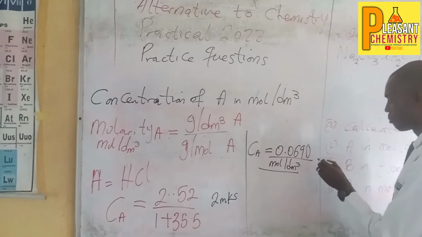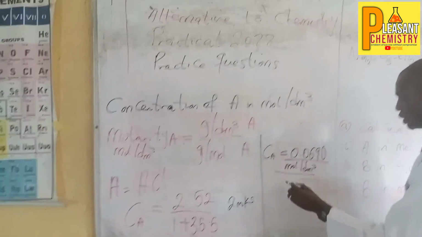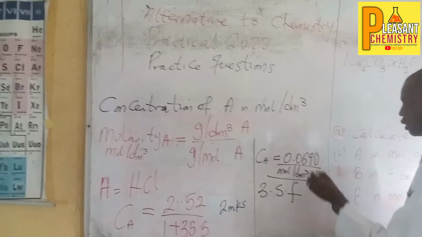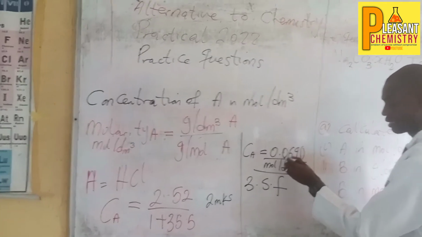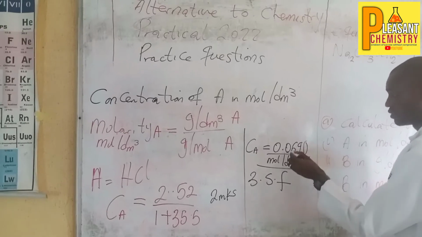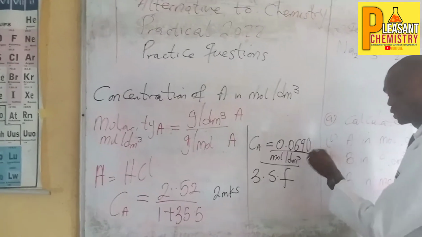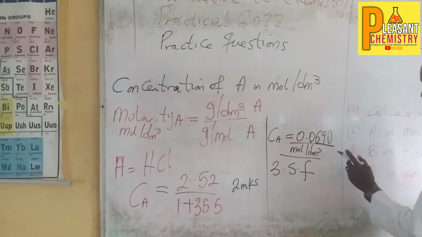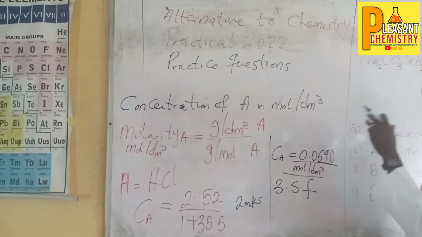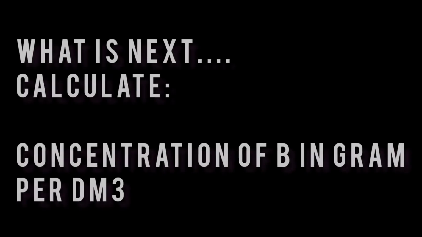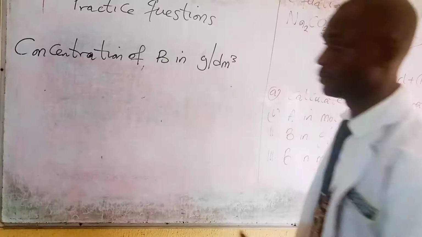For you to get mark for this one, it must be in 3 significant figure. Because 0 starts here, that's why I write it this way. If it is a real figure, it must be a 3 significant figure. So for you to have 1 mark here, it must be in 3 significant figure. I will blow your mind.